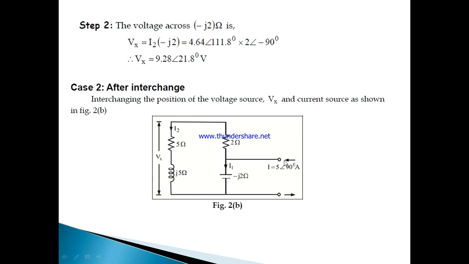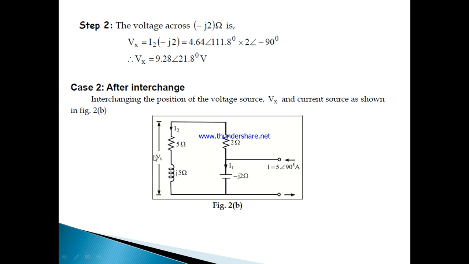So the source is flowing through this branch, and we are going to find the response across the 5 plus J5 ohm impedance. Now, the same way, the initial input current starts from here and reaches up to here. At this point the current is divided into two currents because there are two parallel branches. So the current is divided into I1 and I2. We are interested in the I2 current.